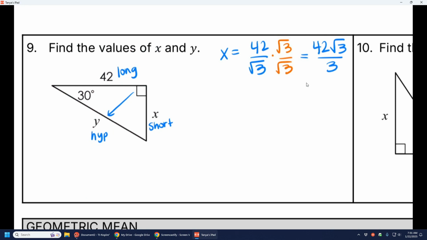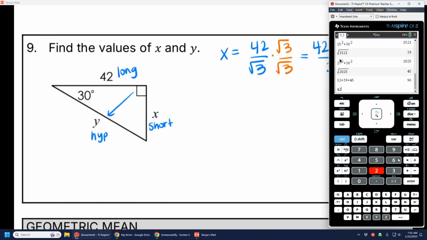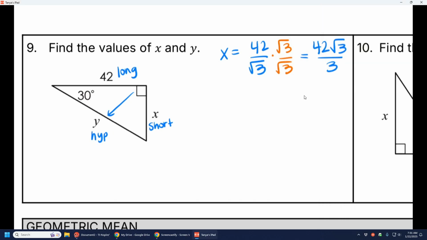Okay, but now we try to simplify as much as we can. This is the only thing that has the radical, so that's going to stay alone, but these two are just normal numbers. Is 42 divided by 3 a whole number? You should always check that. 42 divided by 3. And yes, it's 14. So for my final answer for x, I would say that that's 14 square root of 3.